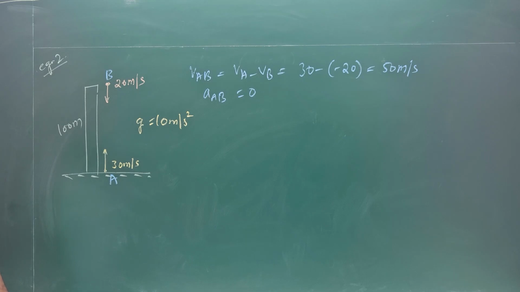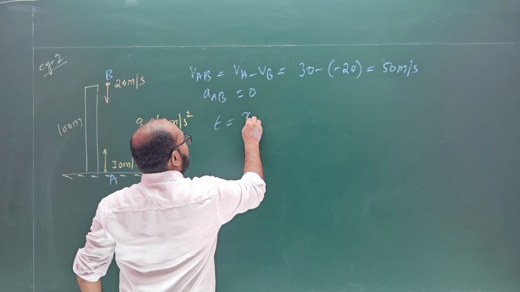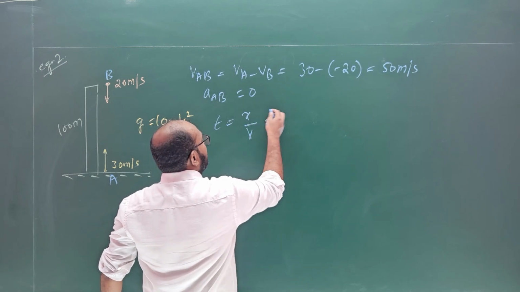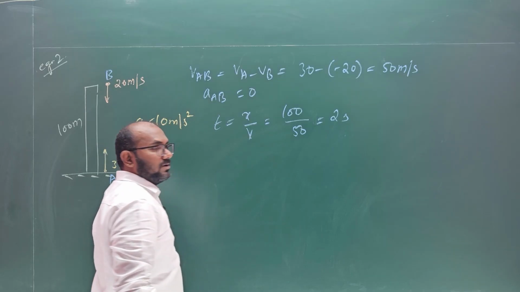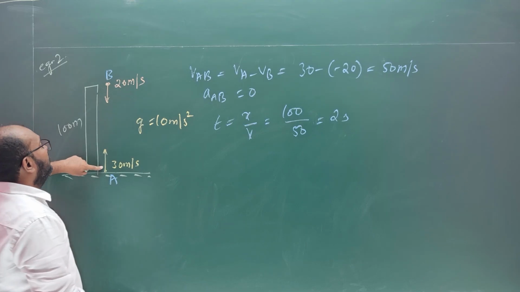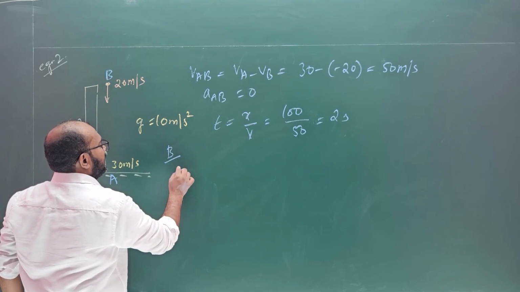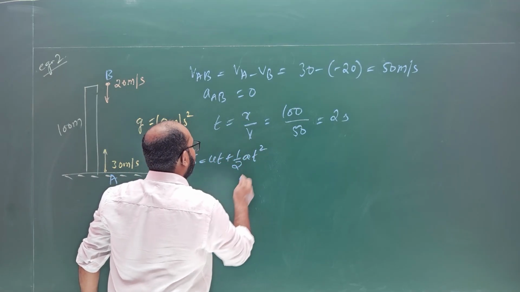Can I? Okay, thank you. So what is the distance? 100 meter. So time is nothing but displacement upon velocity. Displacement is 100, velocity is 50, that is 2 seconds. How many of you got these answers? Yes, very good. And now we got time. Let's find when. This object is being thrown, this object is also being thrown. Yes or no?